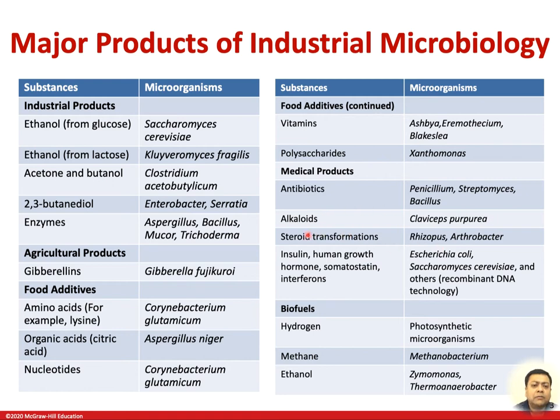On the other hand, many of the steroids that we use, even in our creams or oral steroids, can be produced by microorganisms. You can also see a variety of hormones like insulin, human growth hormone, somatostatin, and interferons. Interferon is not a hormone; it is basically used for antiviral therapy. These are all produced by microorganisms.